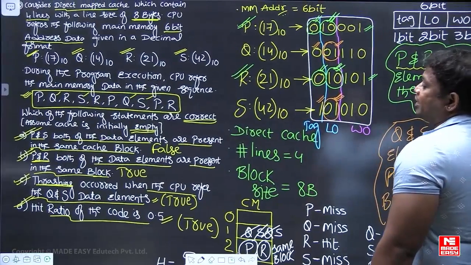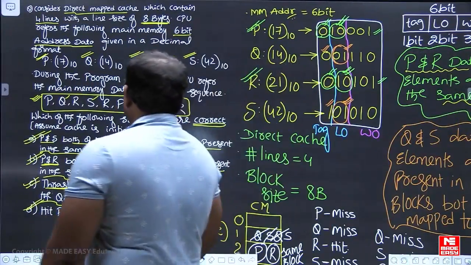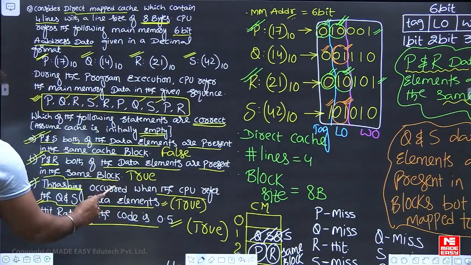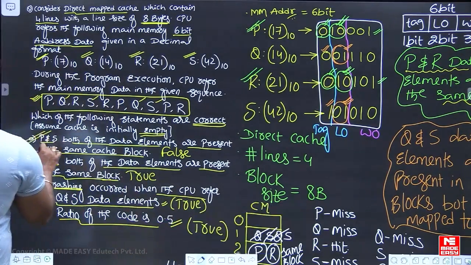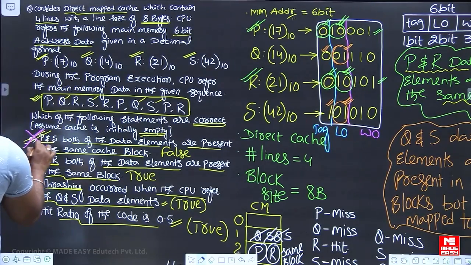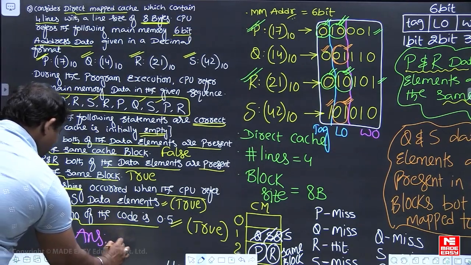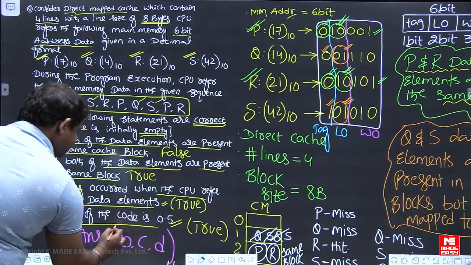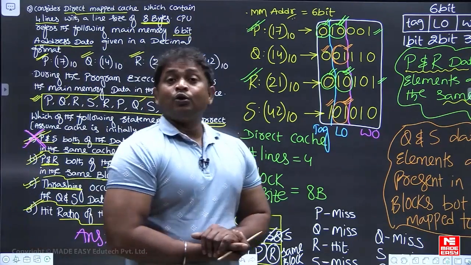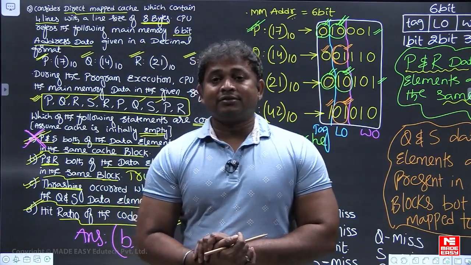Which of the following statements are true? B is true, C is true, D is true. So the first statement is false, and the remaining all are matching. So the right answer is B, C, D. This is the right answer. Okay students, I hope you understand the question analysis.